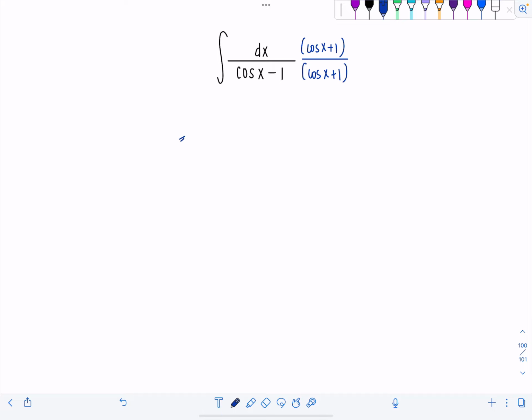And now let's see what we've got. So we have the integral. I'll just put cosine x plus 1 here. And then when I multiply out the denominator, I'll be left with cosine squared x minus 1. And don't forget that dx.